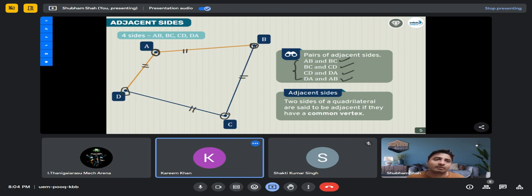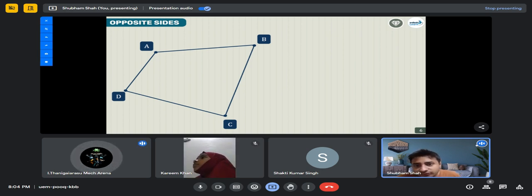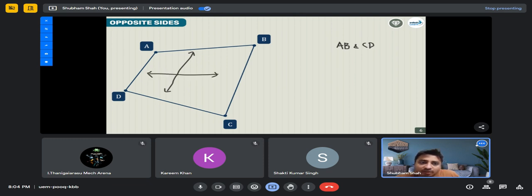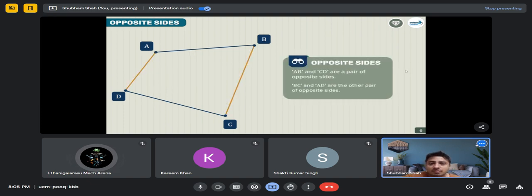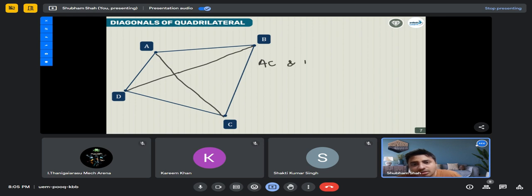Now opposite sides. What are the opposite sides? Can you tell me what is the opposite of AB? AB and CD. Very good. And the other two opposite sides are AD and BC. These are the opposite sides. Clear? Now, diagonals of a quadrilateral. One diagonal is BD and the other diagonal is AC. So AC and BD are the two diagonals, yes or no? Okay, good.